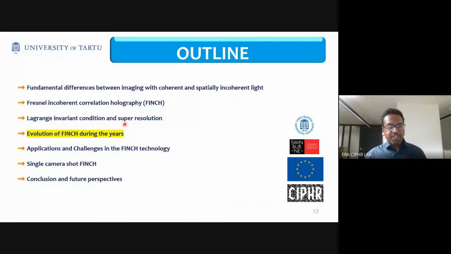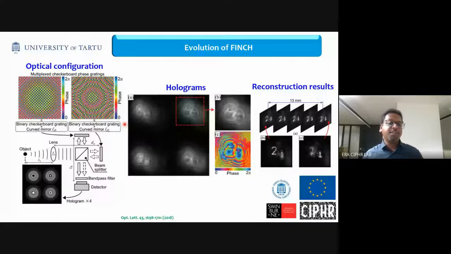Okay, so now let us go to the evolution of Finch over the years. How Finch evolved. They solved this random multiplexing problem. Now we can create Finch holograms and reconstructions without any noise, but still Finch requires at least 3 camera shots. And the end users, not the optical imaging scientists, don't prefer taking multiple camera shots. So it is always better to record a single camera shot, and if you can get complete 3D information of the object, then it becomes even more valuable.